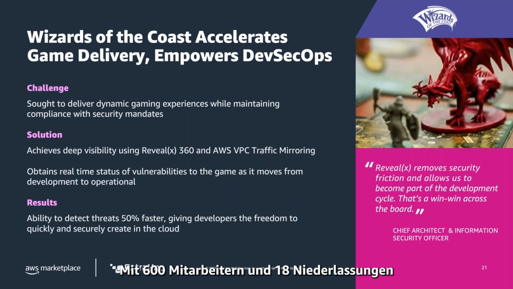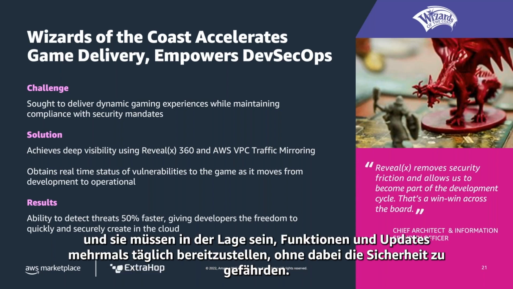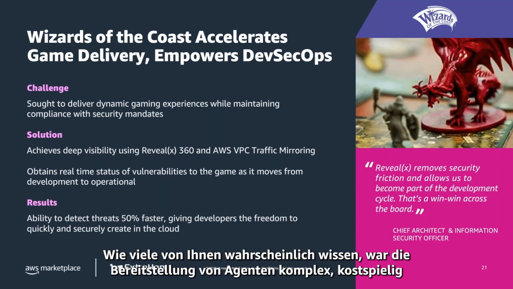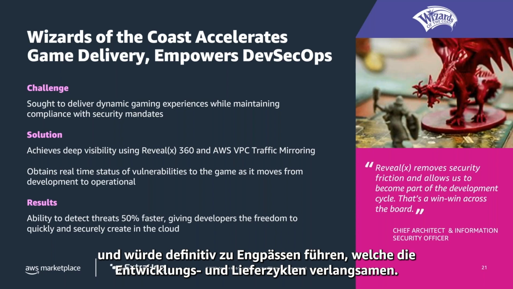With 600 employees and 18 offices worldwide, and it's a pretty cool company name, Wizards of the Coast operates in a highly competitive space where speed is the key. They really need the ability to deploy features and updates several times a day without sacrificing security. Before Reveal(x) Cloud, Wizards needed agents so that they could gain visibility into the traffic traversing their Amazon VPCs. Deploying agents, as many of you already know, was complex, costly, and it definitely would create bottlenecks that slow down the development and delivery cycles.